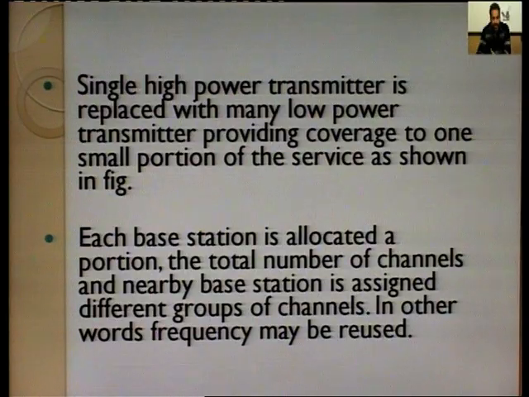In each cell, each base station is allocated a portion of the total number of channels, and nearby base stations are assigned different groups of channels, means different groups of frequencies. So, in a cluster every cell has a different frequency. The transmitter or receiver at every cell is allotted a unique frequency which is different from the nearby areas, and this frequency may be reused in another cluster.